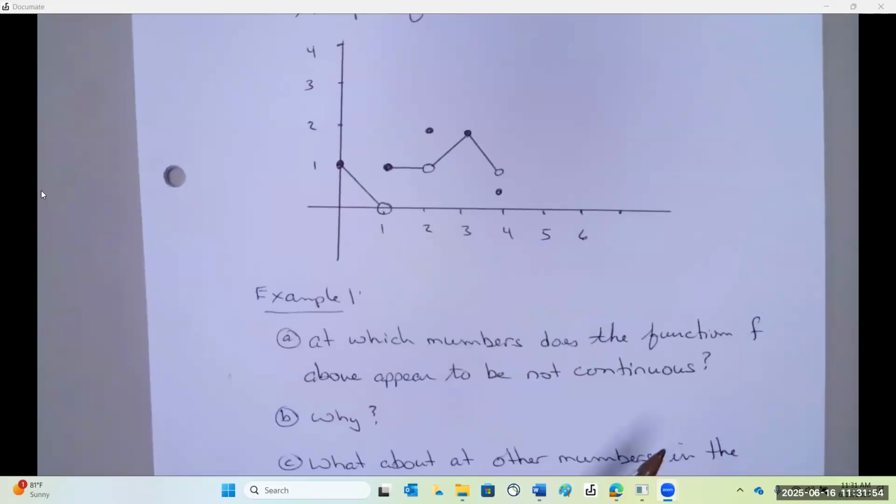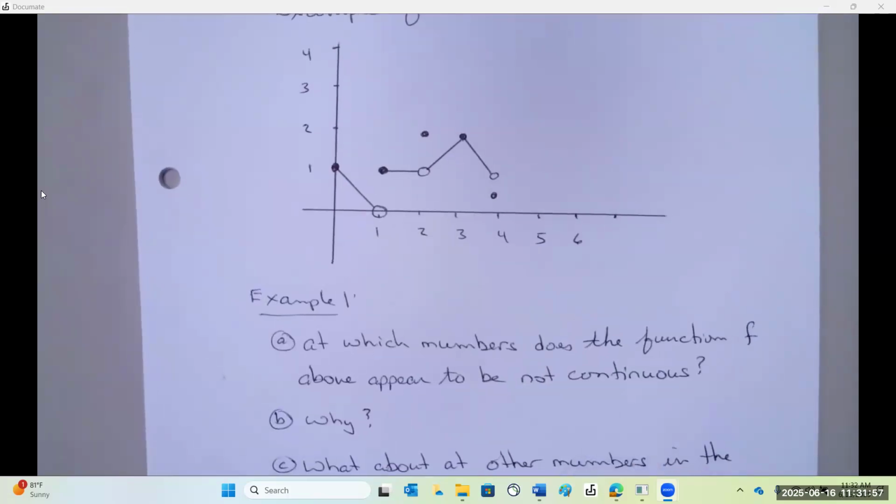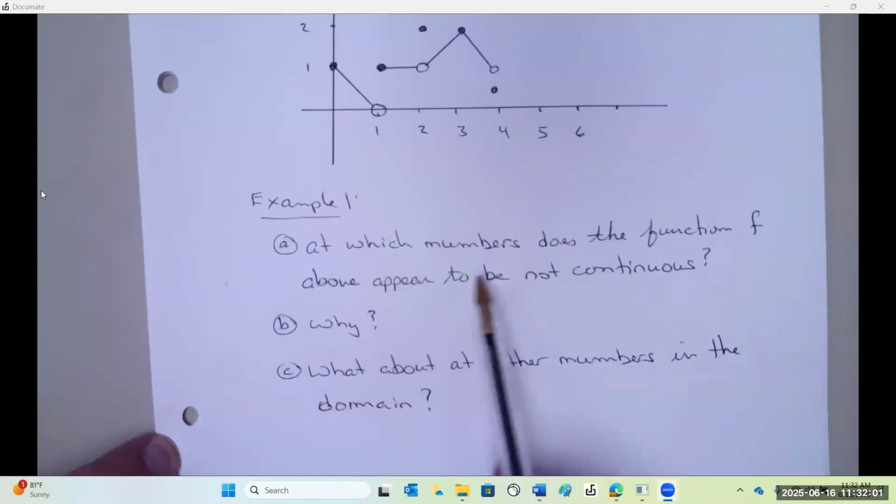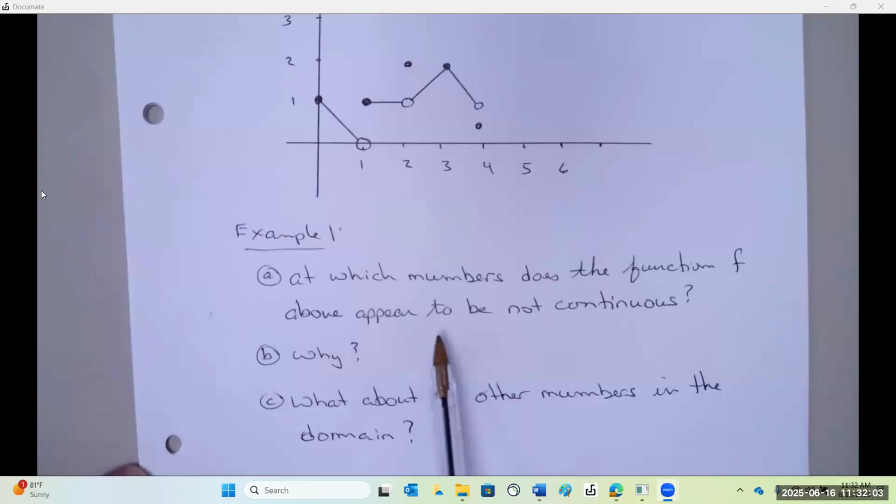So here's the graph. What do you notice about this graph? What can you tell me about any of these parts? We have three questions. At which number does the function appear to not be continuous? Why? And what about the other numbers?